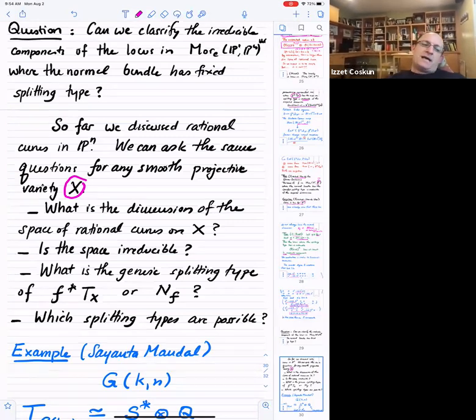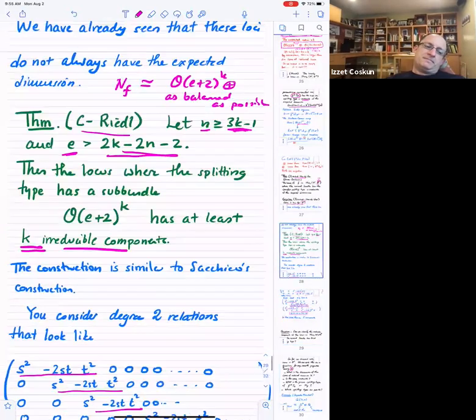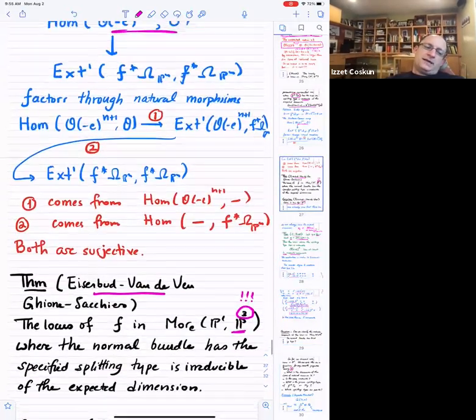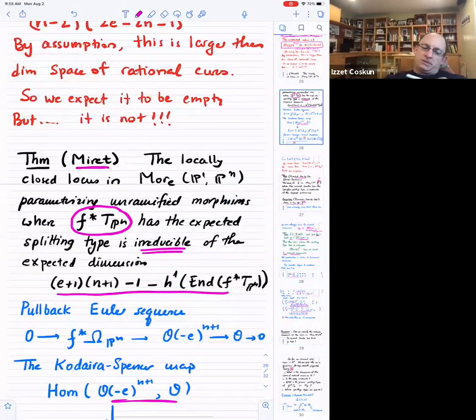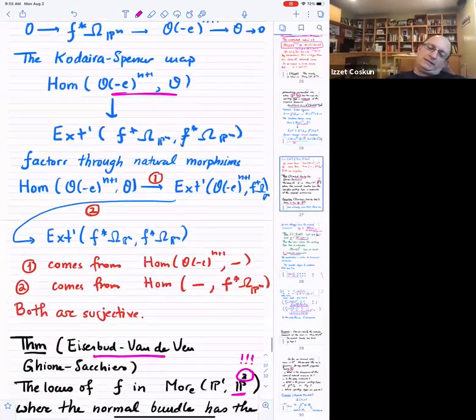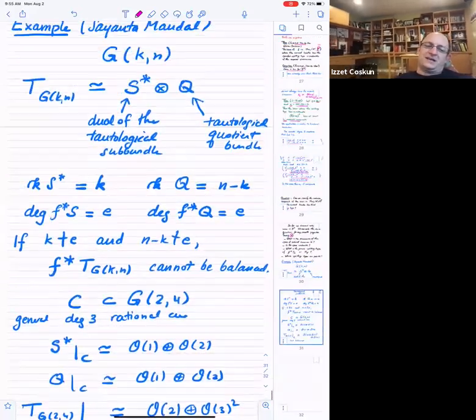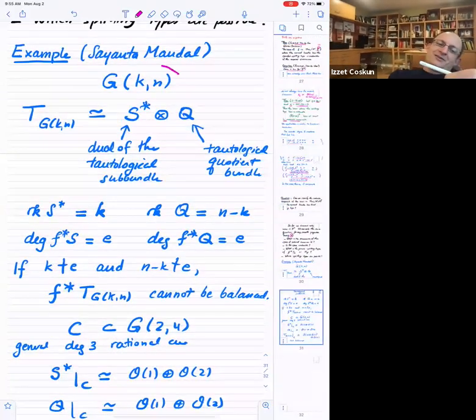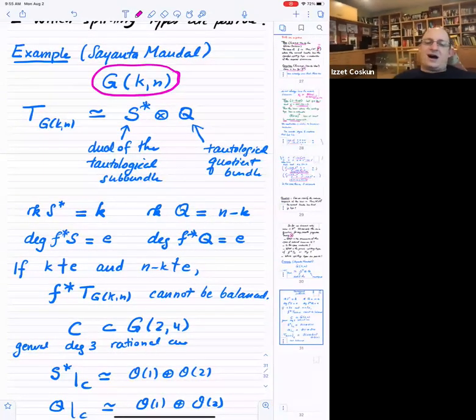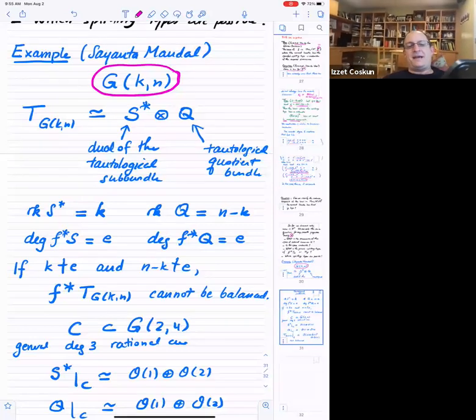Let me just point out that, even for simple varieties, the analog of Mire's theorem is also false. So let's point that out. This is an example due to Sayanta Mandal. Let me look at the Grassmannian. The Grassmannian G(k,n) is the space that parameterizes k-dimensional subspaces of an n-dimensional vector space.